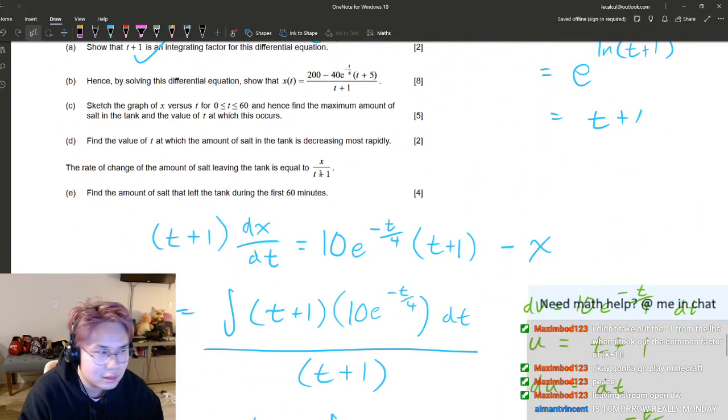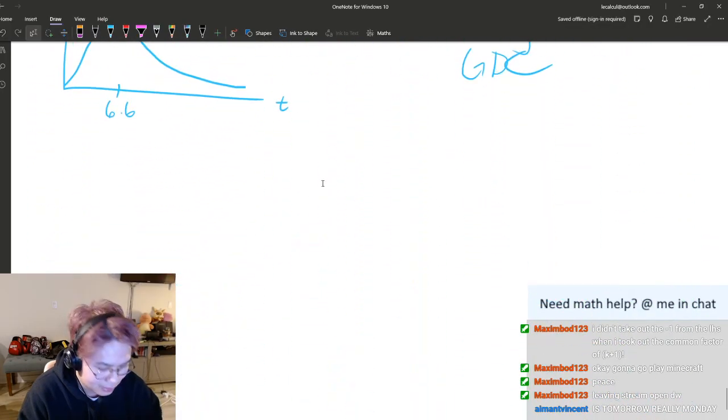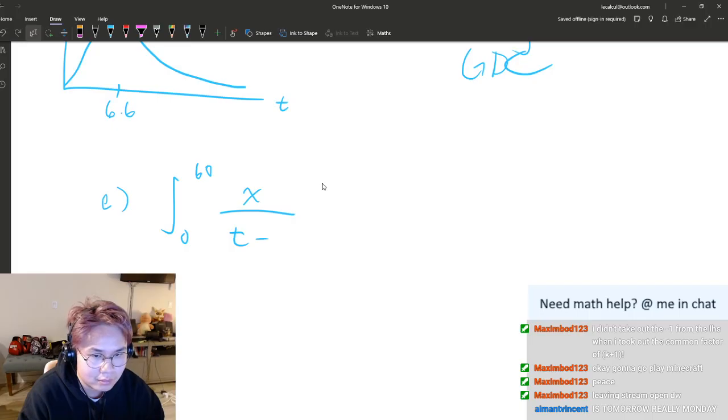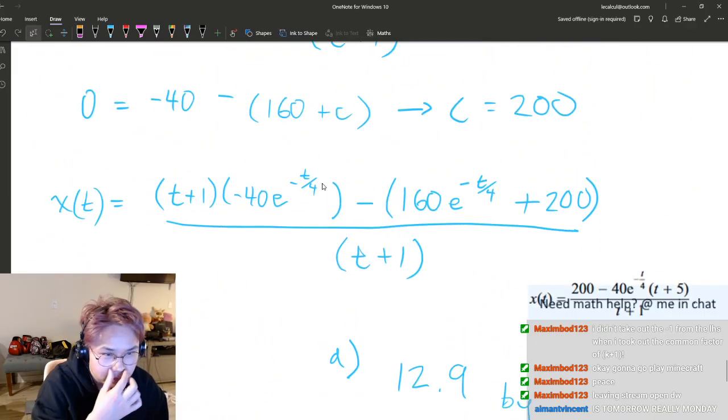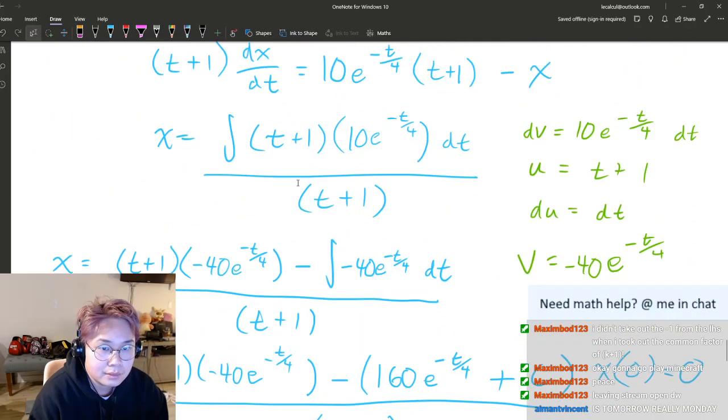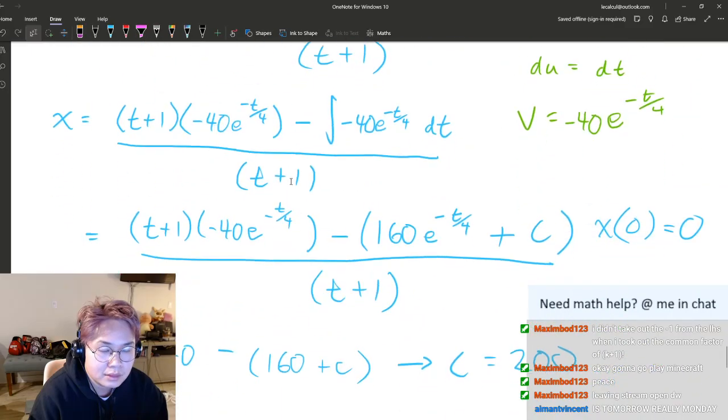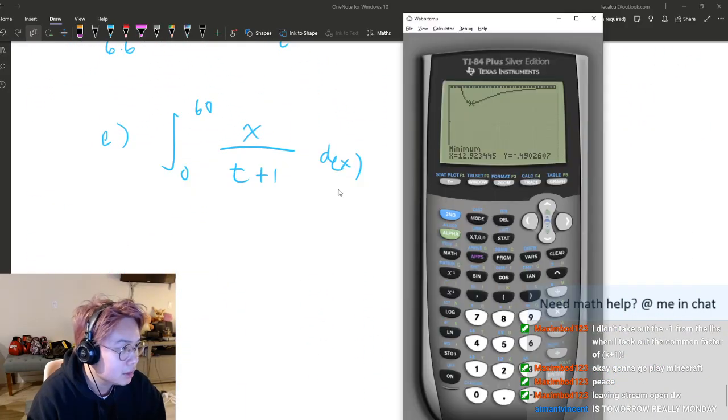So, don't I just integrate this? I feel like that's too simple, but maybe the integral's ugly. Oh well, here we go. Calculator.